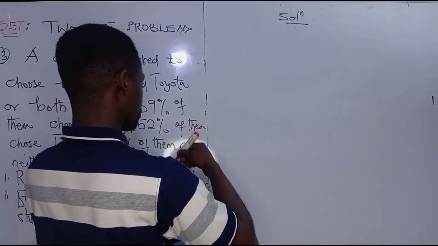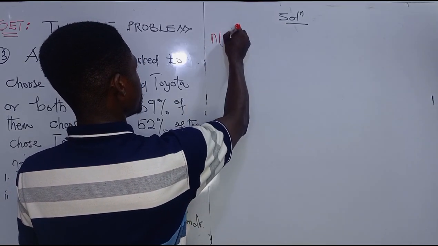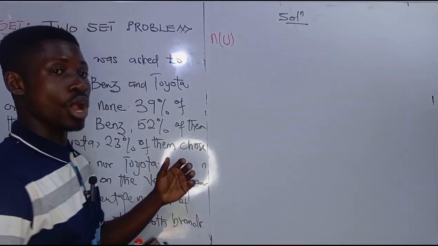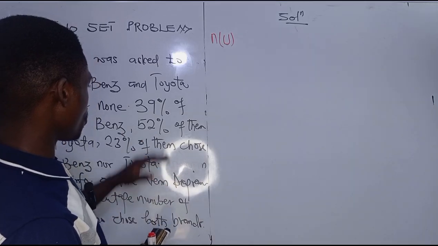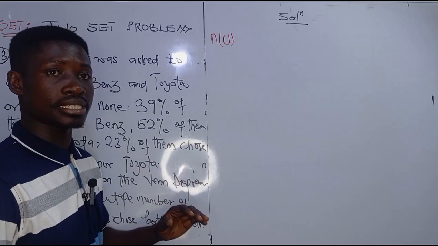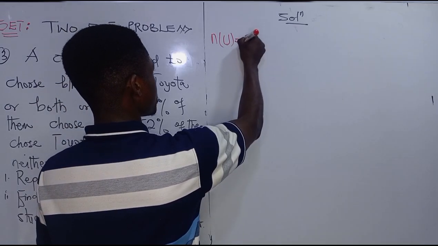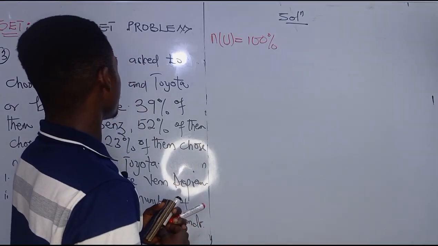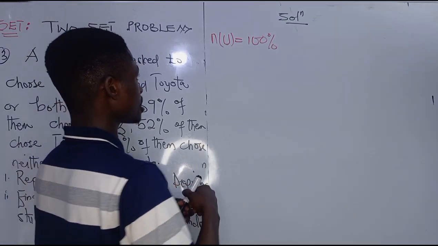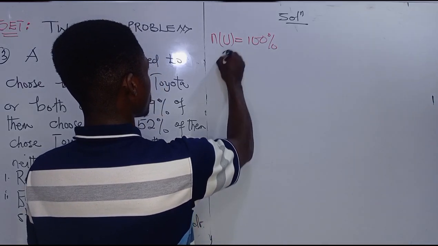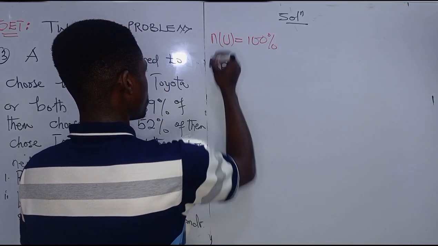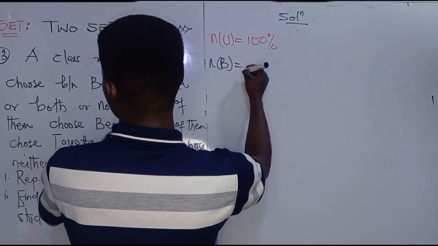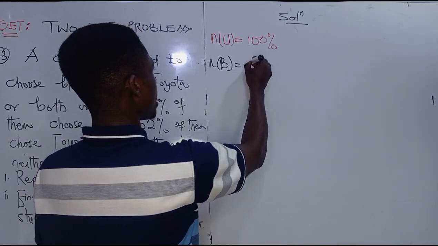So we have our NU, that is the number of students in the class. Since we are working in percentages, because all the figures were in percentages, we are going to have 100%. Now the number of students who chose Benz. Let B represent Benz. So the percentage number of students who chose Benz, we have how many students? 39%.